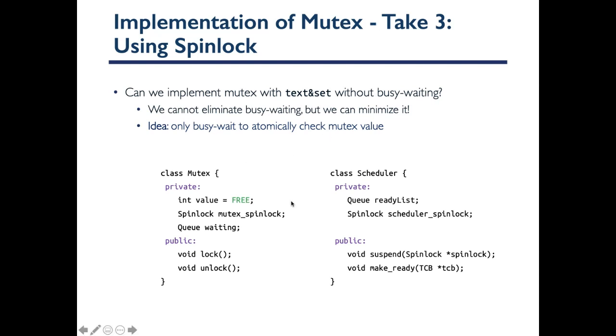Okay, so one point before we go, this Mutex Spinlock that we introduced, we're going to use it whenever we want to change this value or whenever we want to change anything inside the waiting queue. This is Spinlock. We're going to use it every time we want to change the ready list.